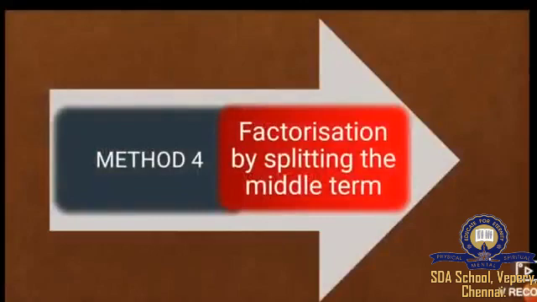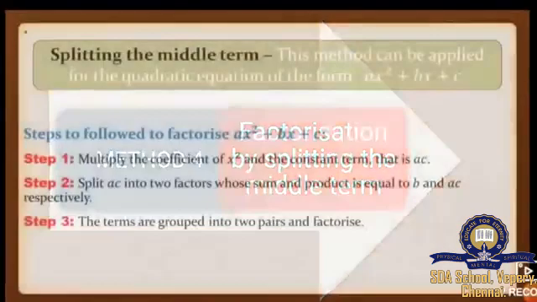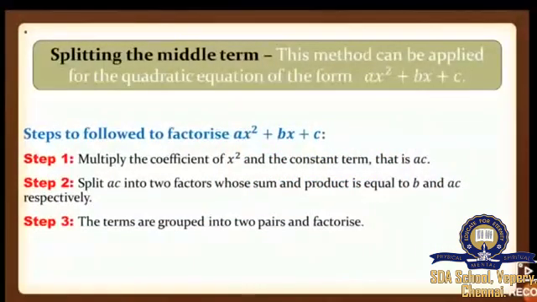So the last method is factorization by splitting the middle term. So this method, splitting the middle term, can be applied for the quadratic equation of the form ax square plus bx plus c. So these are the steps to be followed to factorize using splitting the middle term.